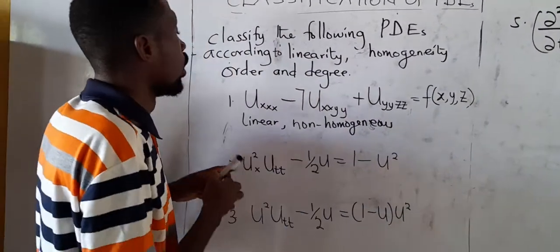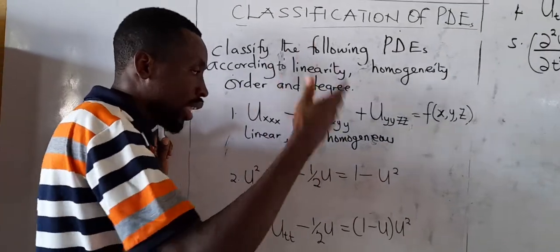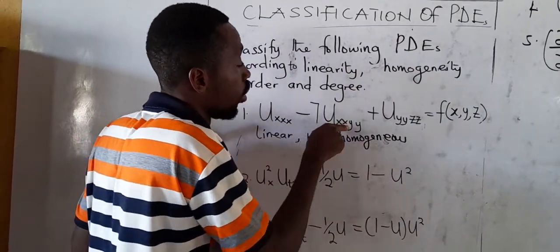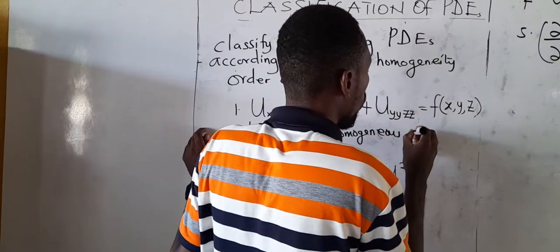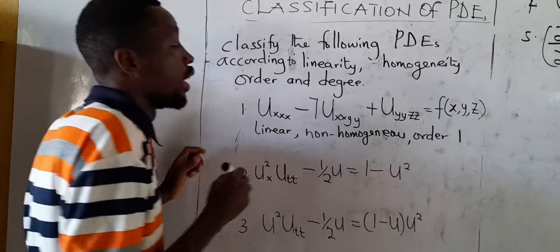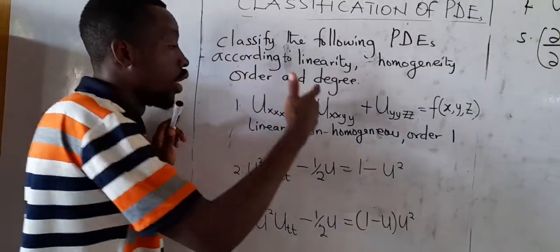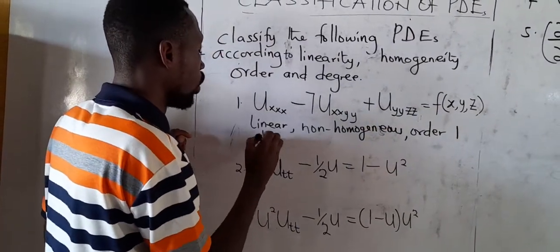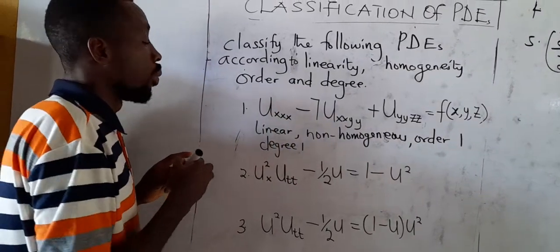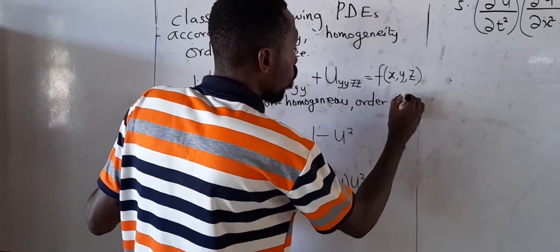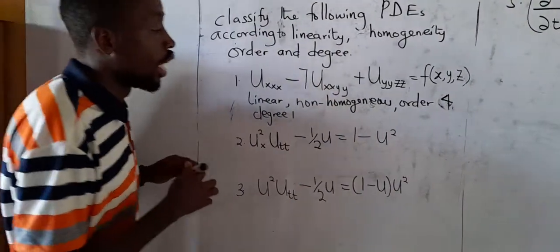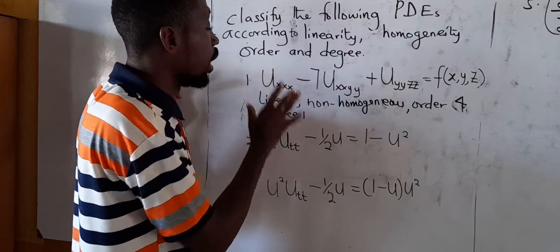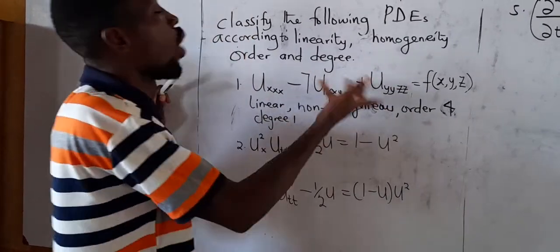Now, let's check the order. The highest order partial derivative is the order. The order here is 3, is 4, so order 4. What's the degree? We check the highest order derivative and see its degree. The highest order derivative is of degree 1, so degree 1. Sorry for the mistake, the highest order derivative is 4. So we said this partial differential equation is linear, non-homogeneous, order 4, degree 1.